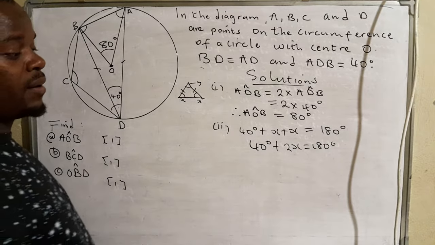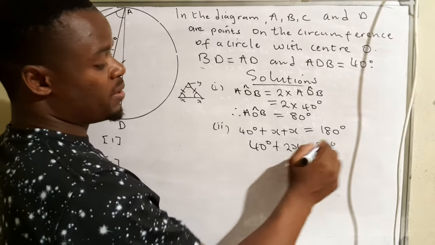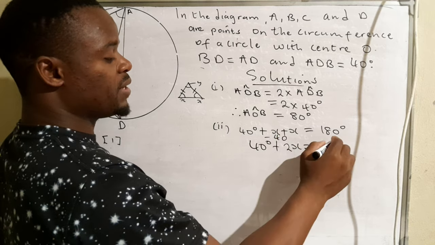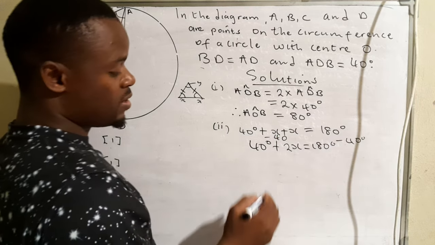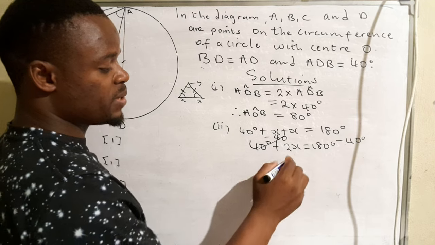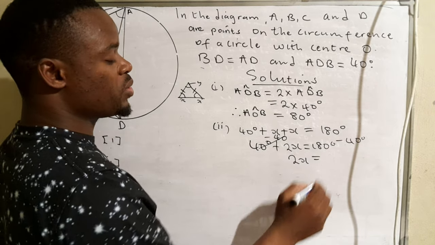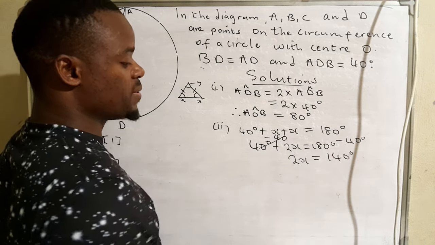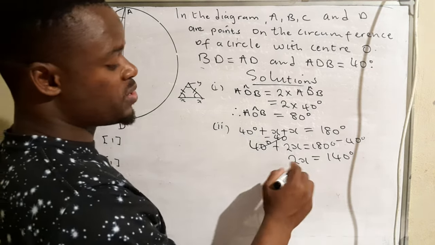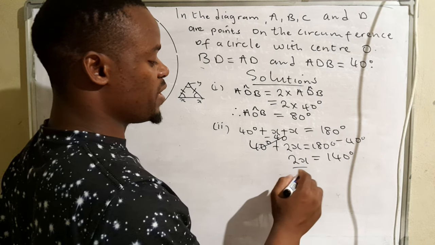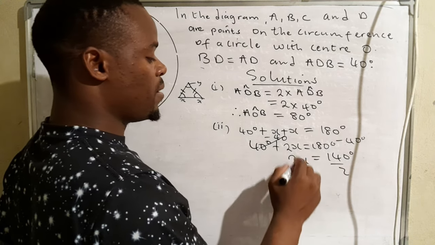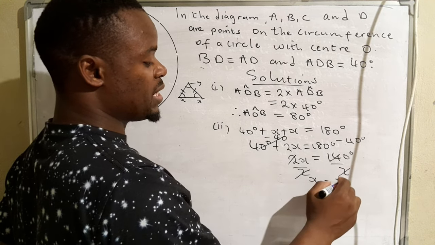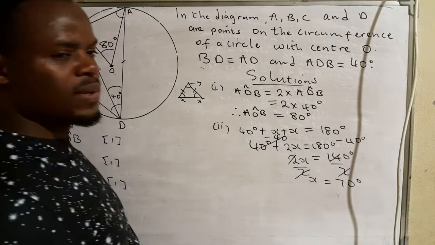Then this one will actually be moved that side by bringing in the additive inverse of 40. Even that side, we do the same. So 40 minus 40 will give us 0, and we'll remain with 2x, which is equal to 180 minus 40, that will give us 140 degrees. Then our interest is to find x, so we'll get rid of 2 by dividing both sides. So x is equal to 140 divided by 2, that's 70. So that's 70 degrees.